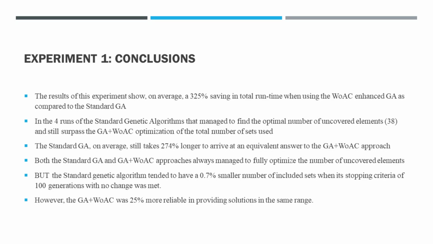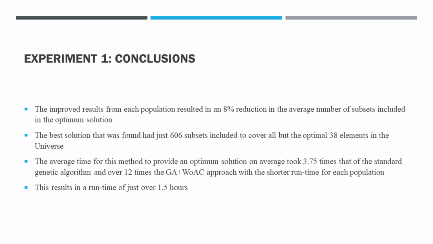So both the standard genetic algorithm and the genetic algorithm plus wisdom of artificial crowds approaches always manage to fully optimize the number of uncovered elements. But the standard genetic algorithm tended to have a 0.7% smaller number of included sets when its stopping criteria of 100 generations with no change was met. However, the genetic algorithm with Wisdom of Artificial Crowds enhancement was also 25% more reliable in providing solutions in the same range. Continuing on, this should say Experiment 2 conclusions, but let's talk a little bit about those.